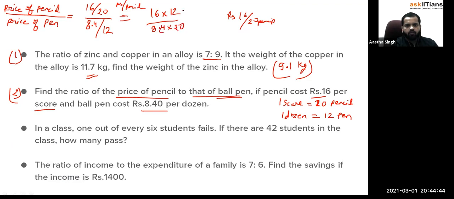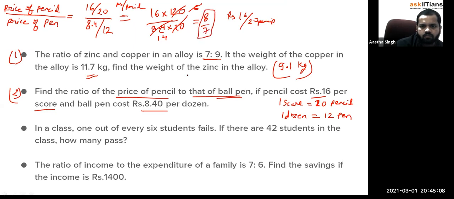Do your calculation by yourself. 6 1 is 6, 6 4 is 24. So it will be 16 by 14. 16 by 14 is what? 8 by 7. So it will be 8 by 7.